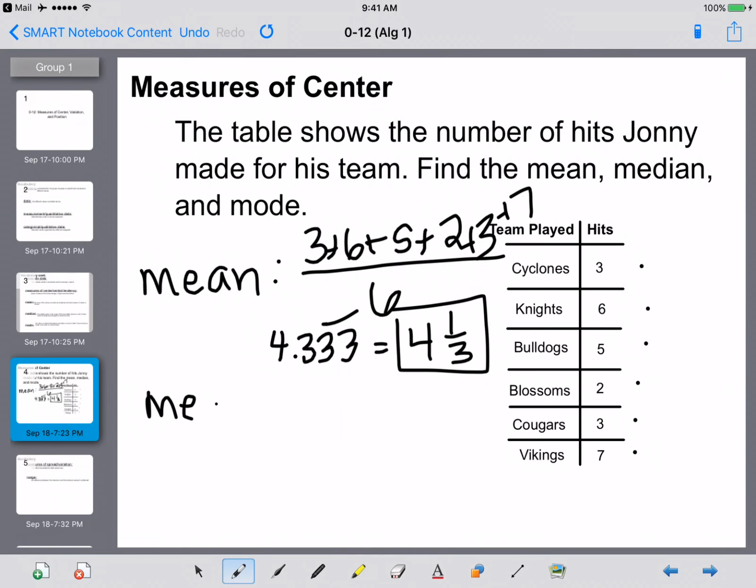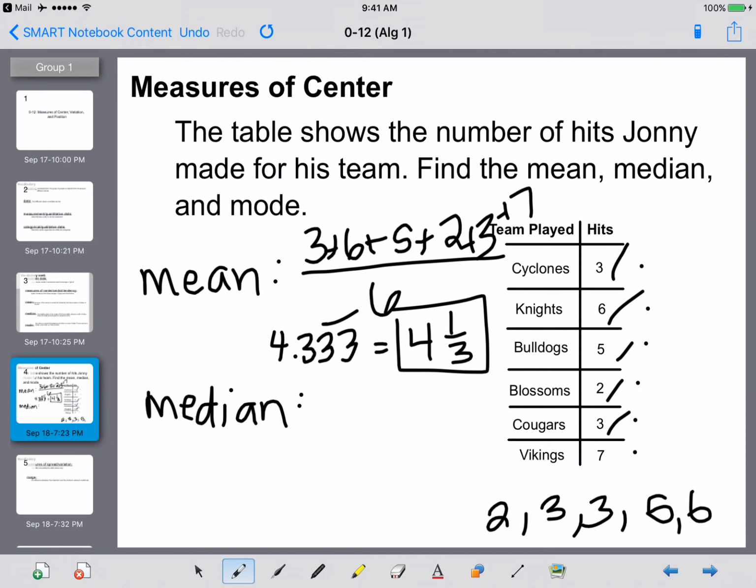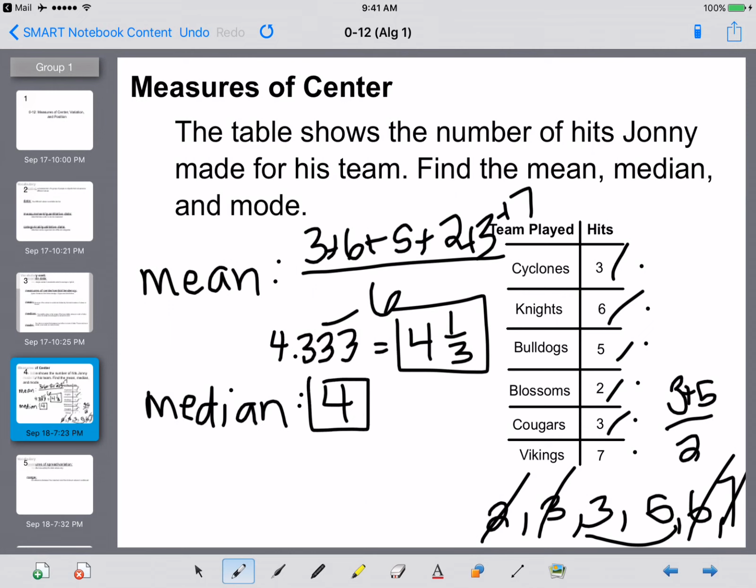Our median we get by putting all of our numbers in numerical order. So I'm going to do that down here. I've got 2 is smallest, 3, 3, 5, 6, and then 7. So to get our median, we cross off smallest, biggest, and we end up with 2 numbers in the middle. So I'm going to take 3 plus 5 and divide that by 2. So 3 plus 5 is 8, divided by 2 is 4. So our median in this set of numbers is 4.